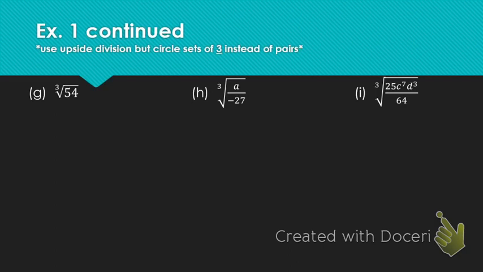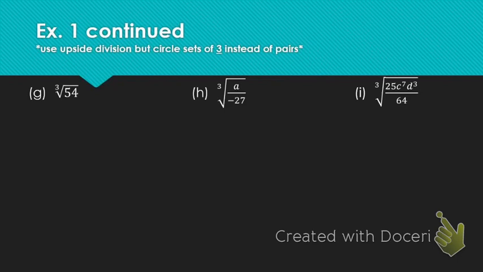All right, we're going to keep on simplifying the expression. But look at the note that I've added above G, H, and I. It says to use upside down division, which we've been doing. That's not going to change. But circle sets of 3 instead of pairs. So I want you to fill in any blanks I left. I want you to highlight. And I want somebody to tell me, why are we no longer circling pairs, but instead circling sets of 3? Liz. It's being rooted to the power of 3.